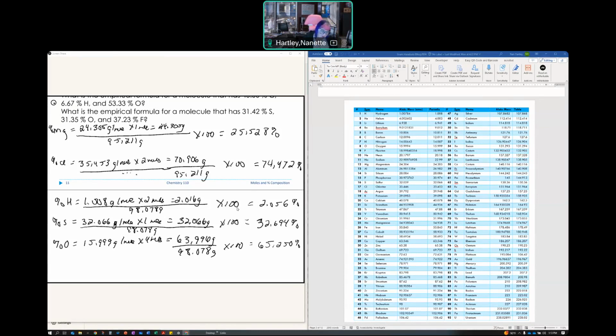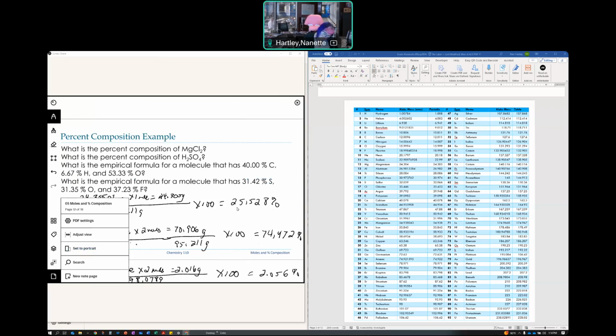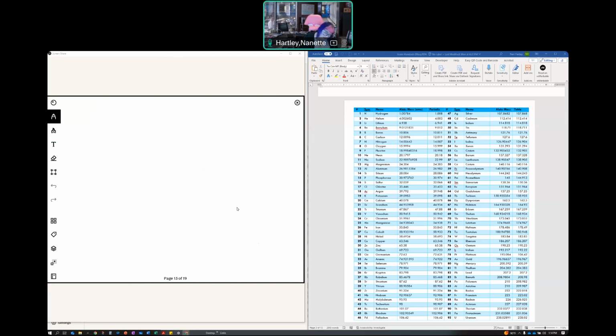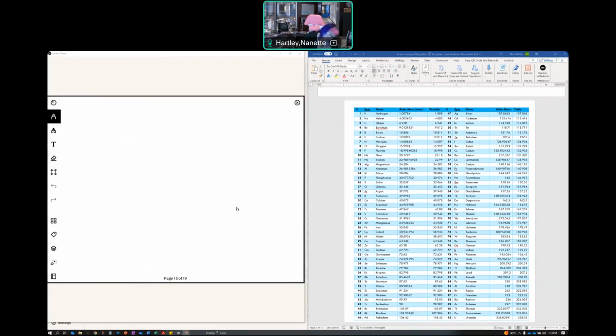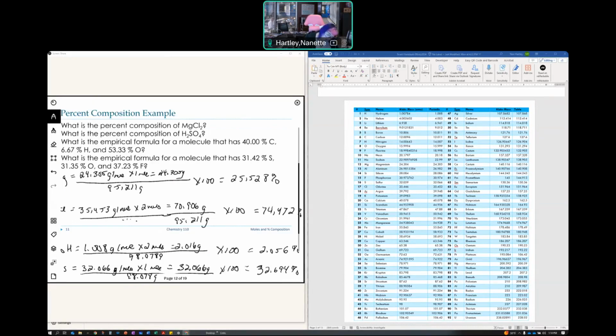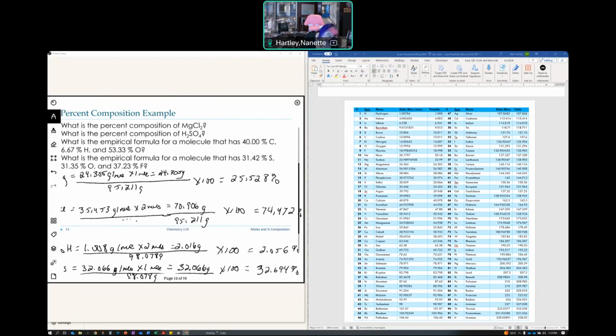Cool, H2SO4. Now I have the empirical formulas for two things. I'm going to go ahead and add another page so I can deal with that. And if I scroll back, I see empirical formula for a molecule that's 40.00% C, 6.67% H, and 53.33% O.